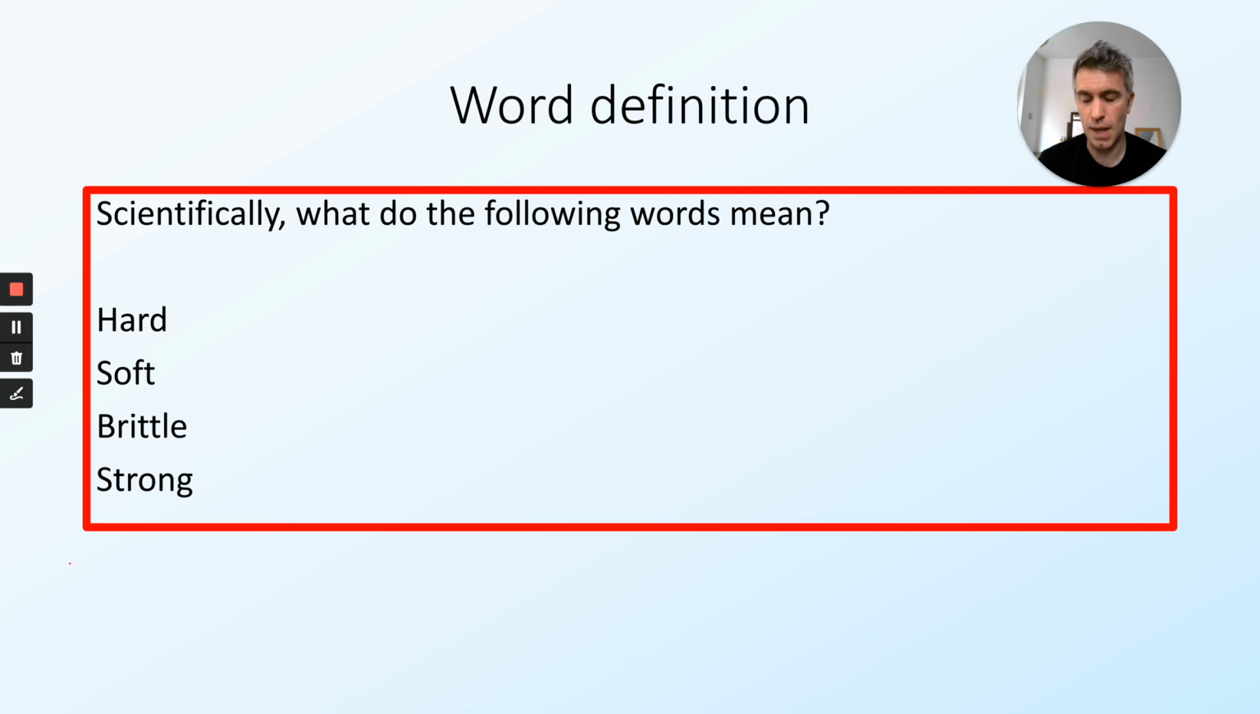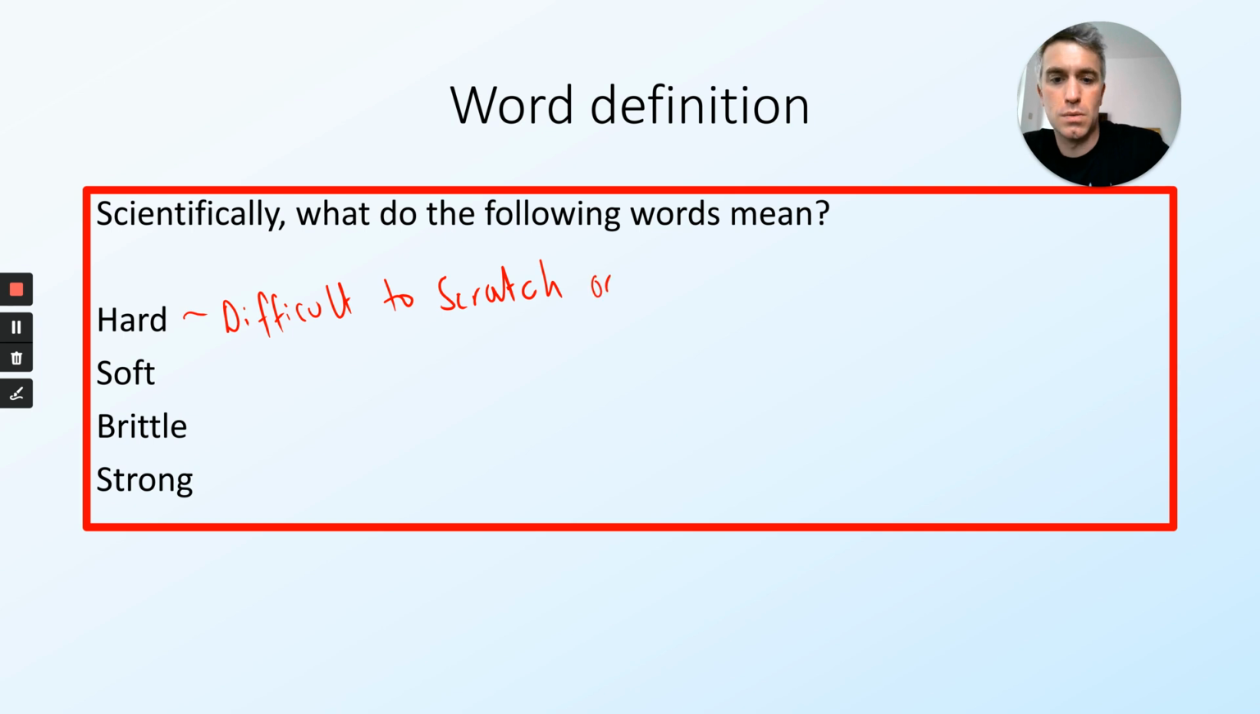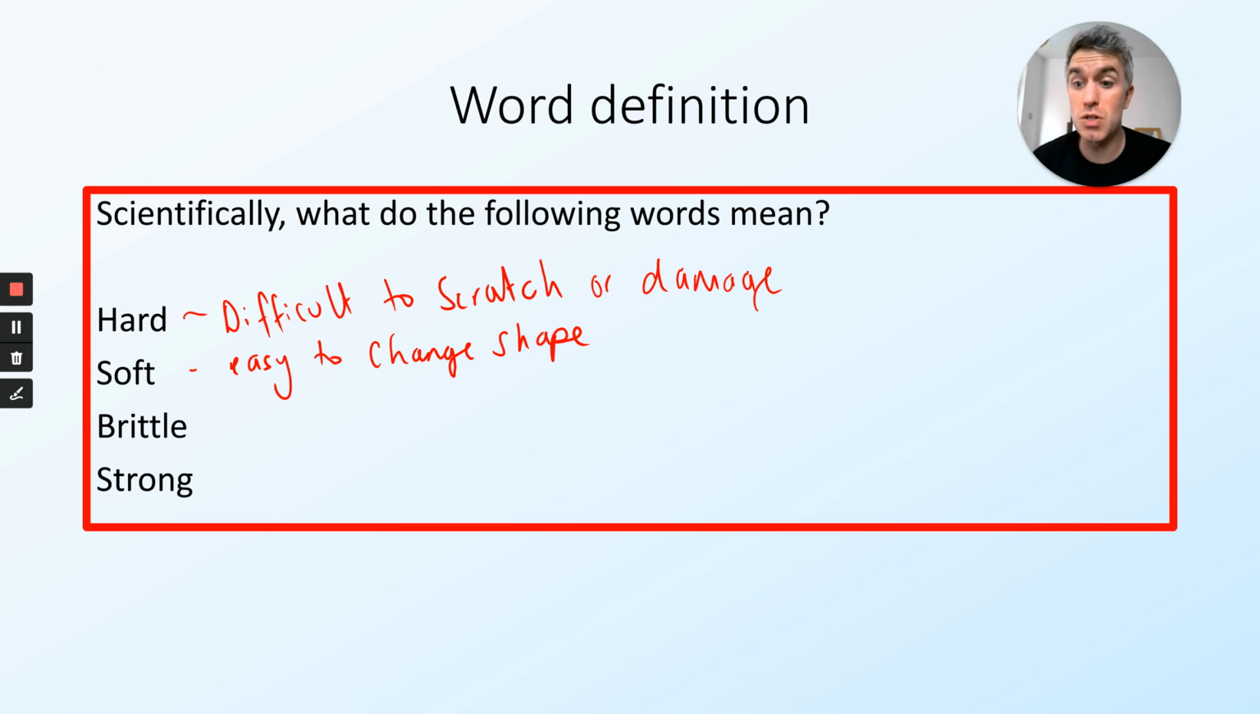Have you done that? Excellent. I knew you could do it. So, let me give you the answers. Hard is difficult to scratch or damage. So if something's hard, it's difficult to scratch or difficult to damage. Okay? Soft, on the other hand, is basically the opposite. It's easy to change its shape. So scratch or bend or squeeze or whatever should be easy.